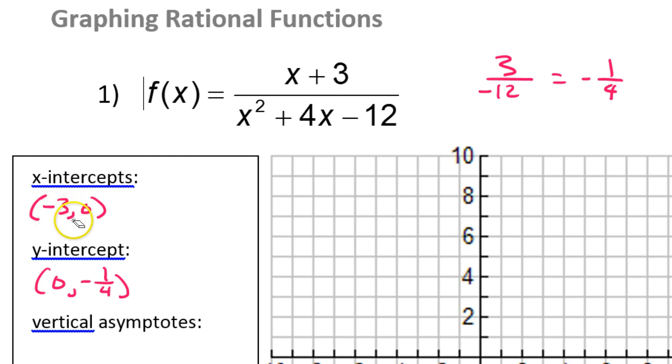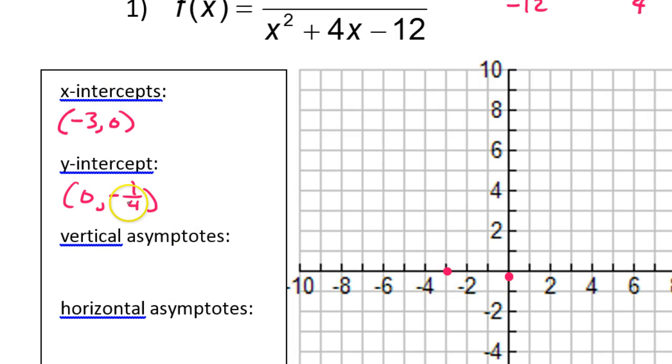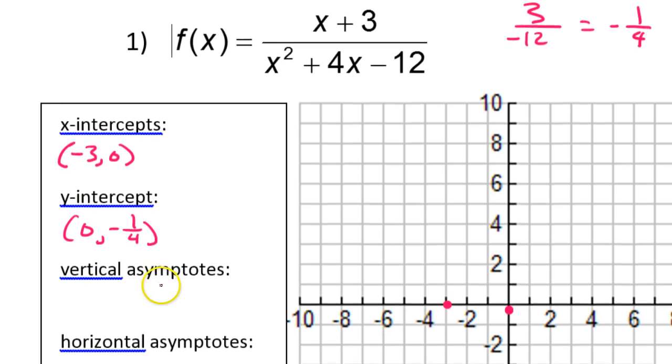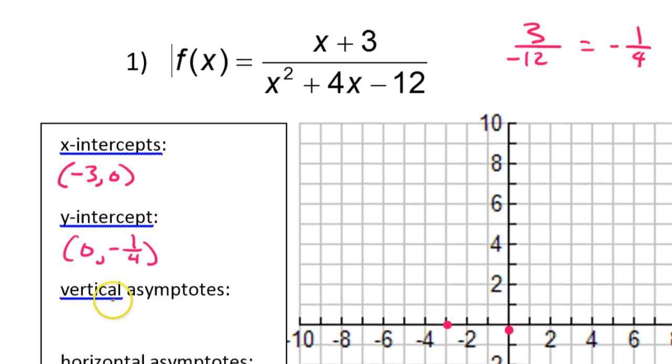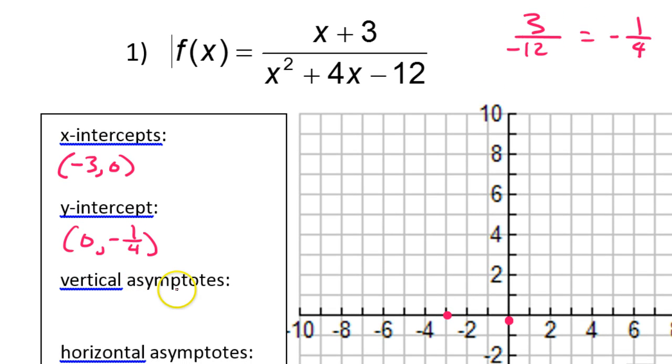So the x-intercept of negative 3 comma 0, I'm going to go ahead and graph that point. And 0 comma negative 1/4 would be right here. So I've got those 2 points so far. Now, vertical asymptote. You will get the vertical asymptote, or asymptotes, by setting the denominator equal to 0 and solving.